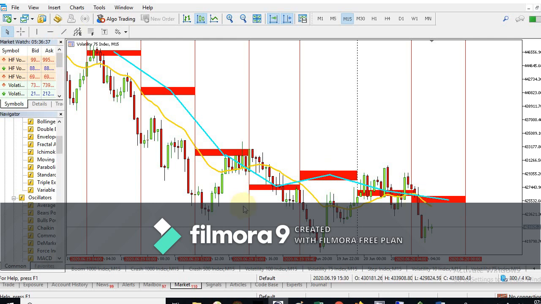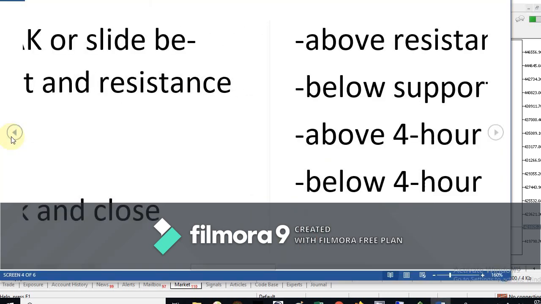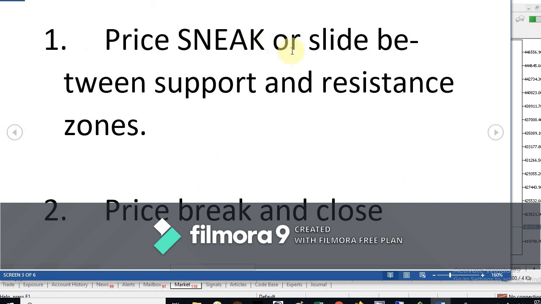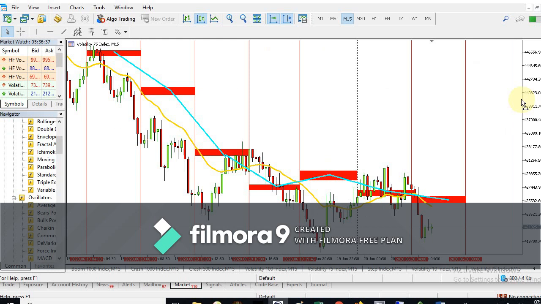Now for the strategy, price sneaks or slides between support and resistance zones. Now here there is a sneak, but it failed. There's a sneak here, but it failed, and then price went down. There's another sneak here, but it failed, price went down. So this is a downward price movement. But if it sneaks and goes up above this zone, then we have a trend reversal and price will tick up.